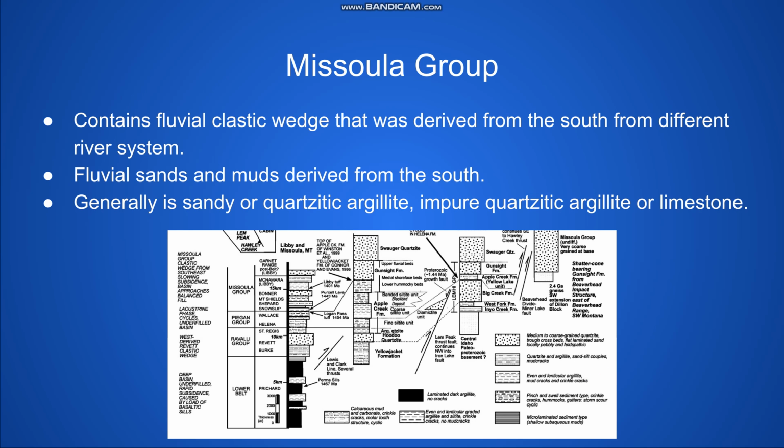The Mazzola group is the youngest group and contains fluvial clastic wedges that were derived from the south and from a river system. Fluvial sands and muds can also be found within this group. Generally, it is known to be sandy and have quartzitic, impure quartzitic, or limestone.